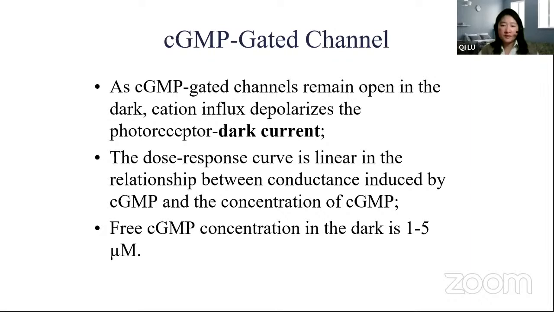The dose-response curve is linear in the relationship between conductance induced by cyclic GMP and the concentration of cyclic GMP. Free cyclic GMP concentration in the dark is 1 to 5 micromolar, so it's very high, and the resting potential of the photoreceptor is at 0. Compared to other cell types, the most common membrane potential for other neurons is about minus 50 to minus 70 millivolts, so the average is about minus 60 millivolts.